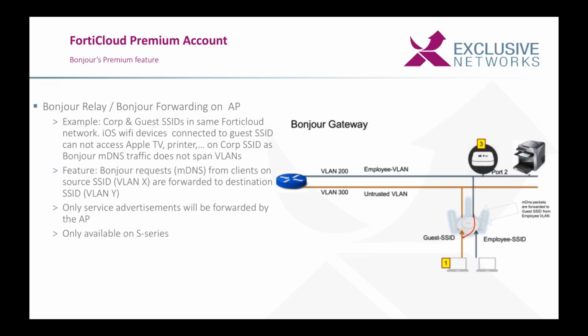And then we've got the option of Bonjour, Bonjour relay and Bonjour forwarding. So for example, if we have a guest VLAN on VLAN 200 and we want to be able to do multicast, so streaming media, we can do that. We can allow that traffic to pass between the two VLANs and keep it as secure as we possibly can.